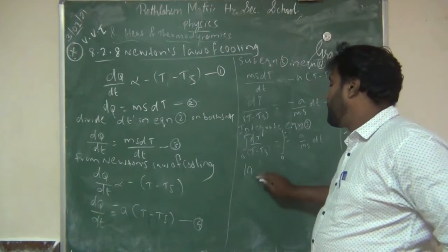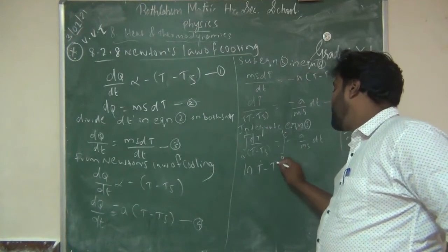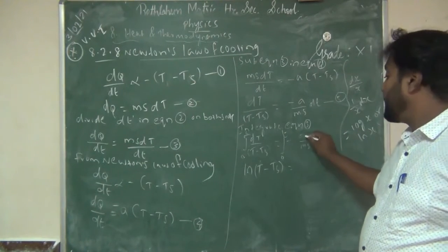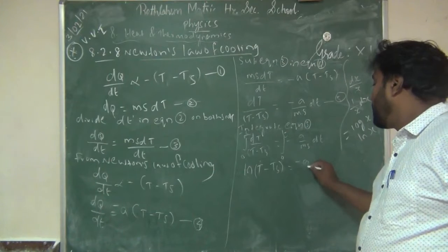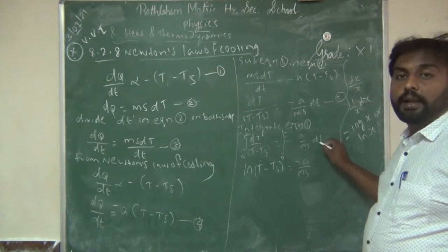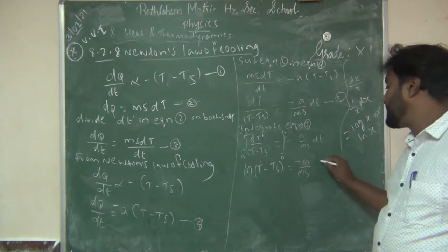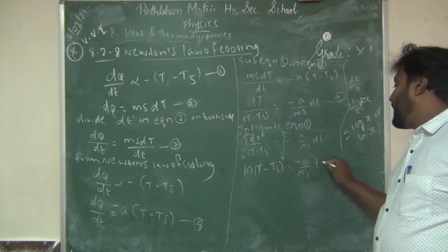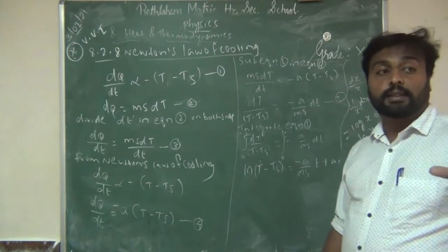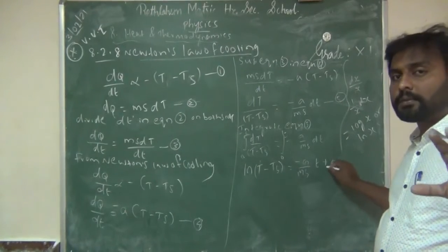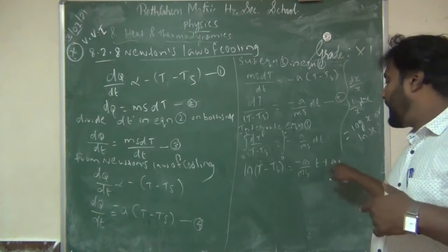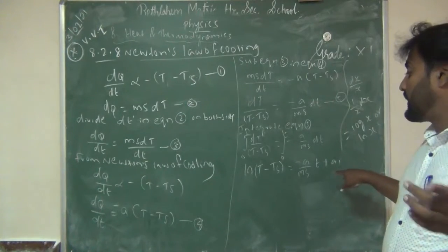So x means here T minus Ts is equal to minus A, which is constant, by m, which is constant, and s is constant. Only dt we have to integrate. So the integration of dt is t along with one constant A1, the integration constant. So minus A by m s t plus A1.